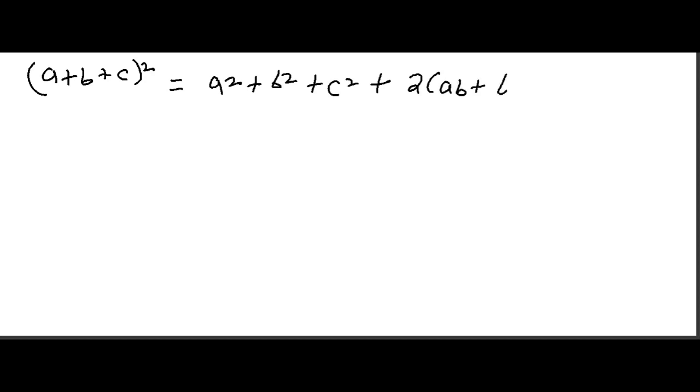a plus b plus c whole square. This can be written as a square plus b square plus c square plus 2 into ab plus bc plus ca. Using the same expansion, you can also work out a minus b minus c whole square.